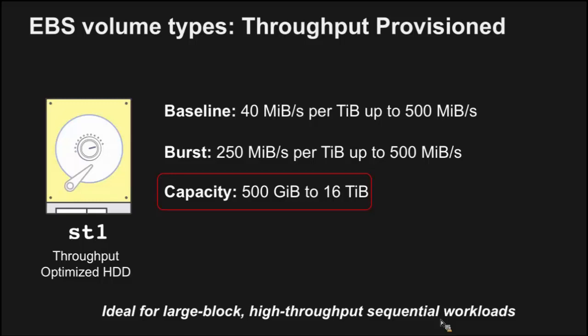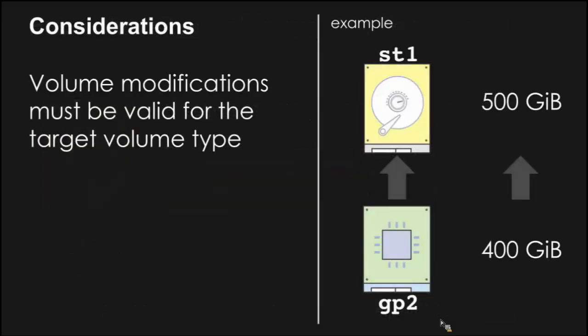So say we have a 400 gigabyte GP2 volume, which we want to modify so it becomes a 400 gigabyte ST1 volume. Can we do this? If you're in the chat window, you can say yes or no. You can respond back. Are we able to change a 400 gigabyte GP2 volume to a 400 gigabyte ST1 volume? Well, if we know the different volume characteristics of the ST1 volume, we know that the minimum size of that volume type is 500 gigabytes. So no, that change would not be allowed because the modifications we're requesting are not valid for the target volume type.